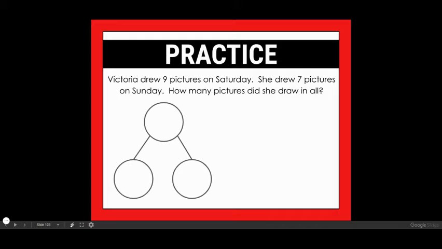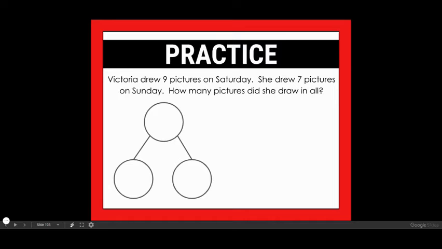So it says, Victoria drew 9 pictures on Saturday. She drew 7 pictures on Sunday. How many pictures did she draw in all? So what I'm going to do is read back one sentence at a time to figure out where to plug those numbers into my number bond.